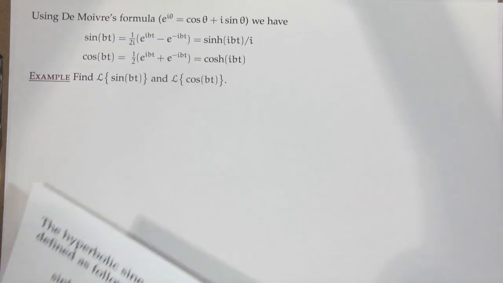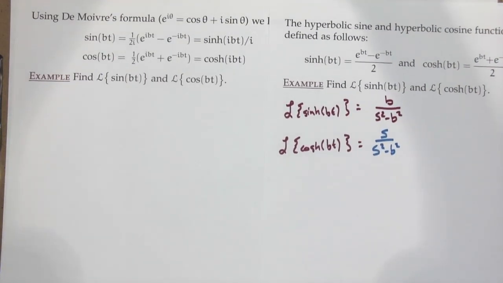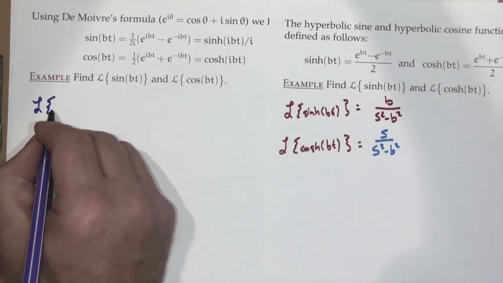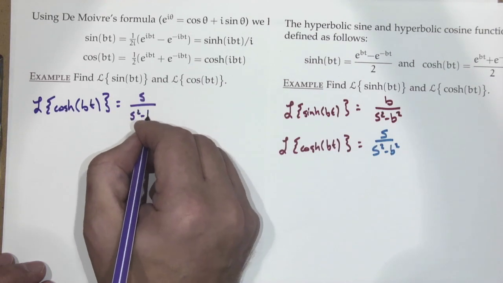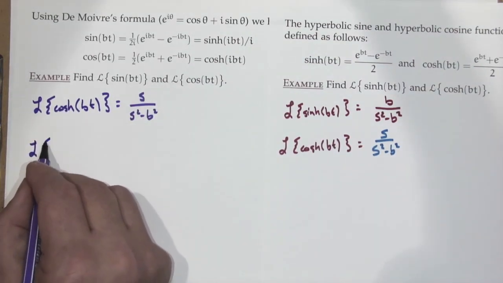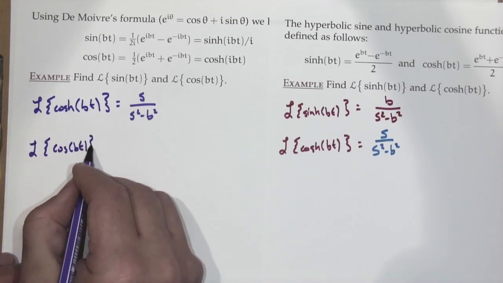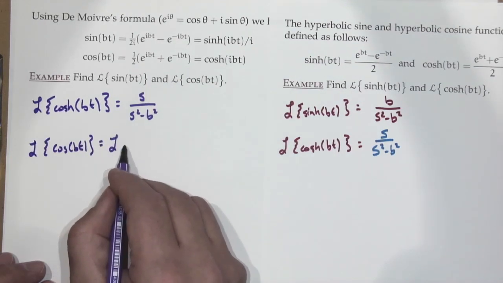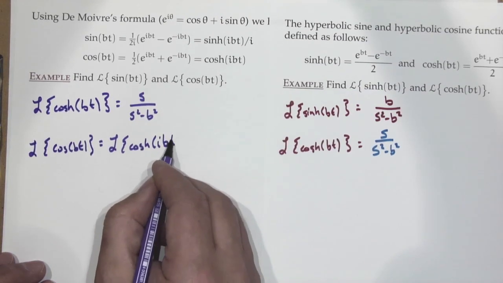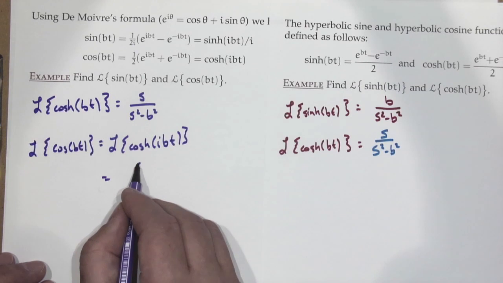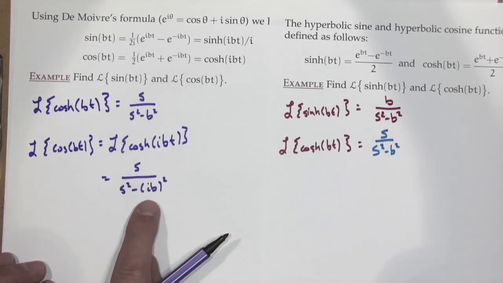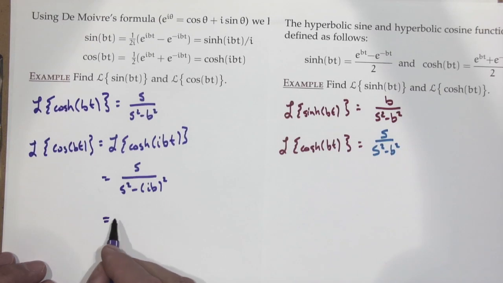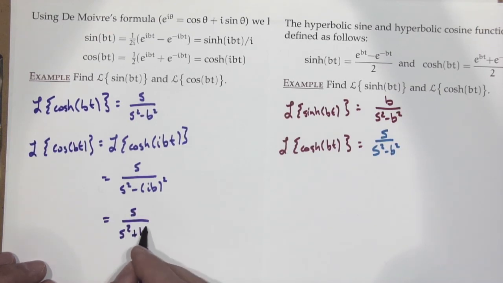Let's come back. We talked about the Laplace transform of cosh. So the Laplace transform, we'll write down for reference, of cosh bt was s over s squared minus b squared. So if I take the Laplace transform of cosine, well, using this fact, that's the Laplace transform of cosh of ibt. Well, that becomes s over s squared minus ib squared. What happens to i squared? Negative 1. So you end up with s over s squared plus b squared.